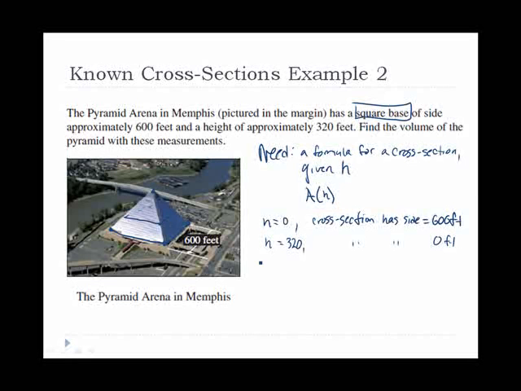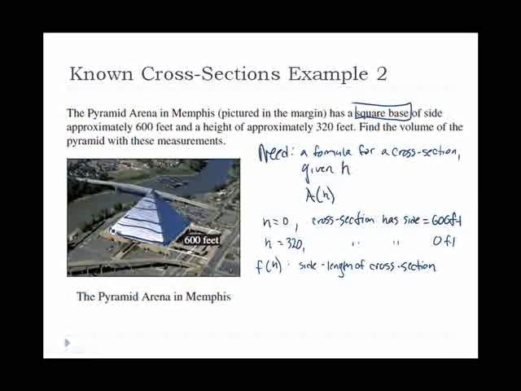So let's let f of h represent the side length of a cross-section. So you can see that this is a formula. The side of the cross-section down here, it's this big. Here it's this big. Here it's this big. So this is constantly decreasing. In fact, it's actually a linear function because the sides of our pyramid are not curved, so it has the same exact rate of change as we go up.